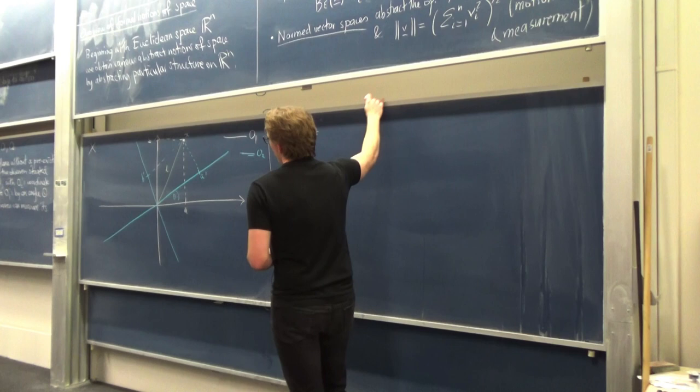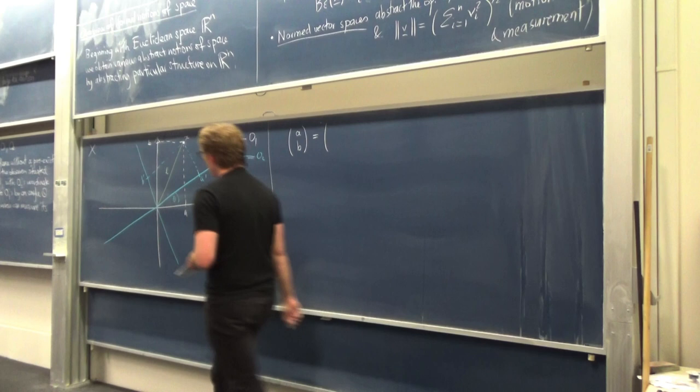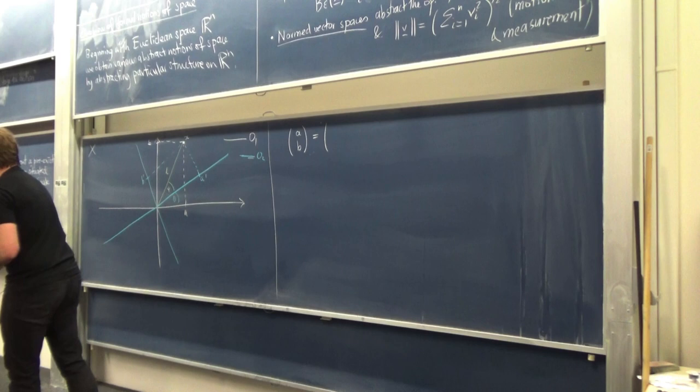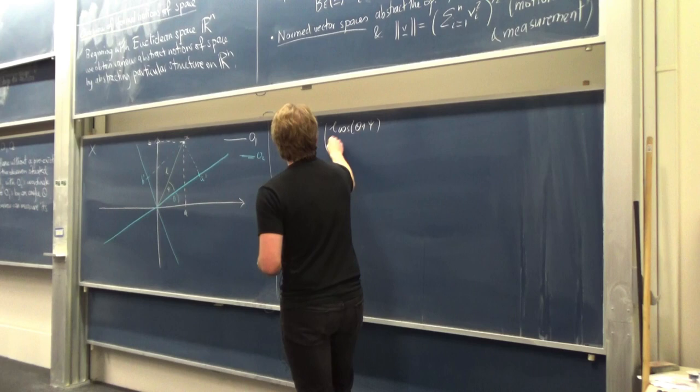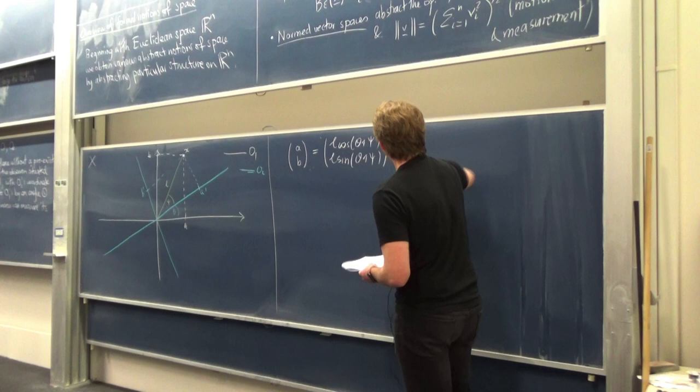Okay, so what will these observers write down as the coordinates of that point? Well, this is the observation of the first observer. And just by looking at that, if we call this angle psi, what's that? That's L cosine of theta plus psi, L sine of theta plus psi. Just use the sum of angles formulas, and you'll arrive at the following.